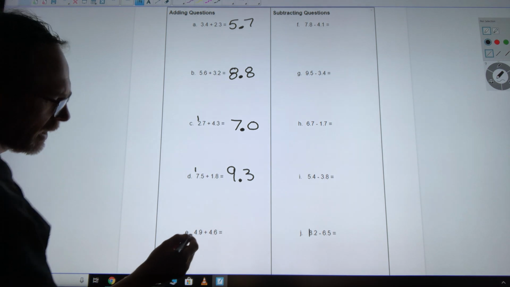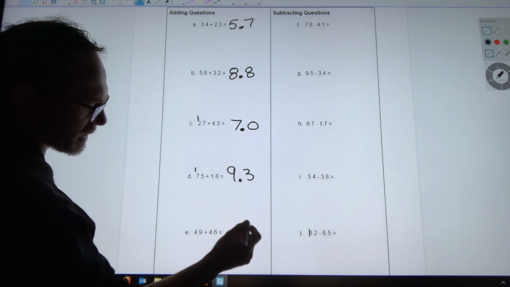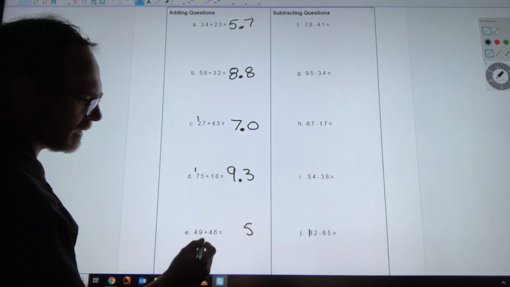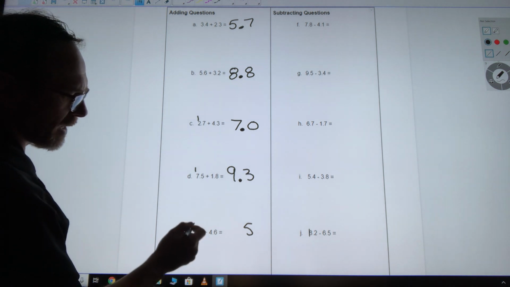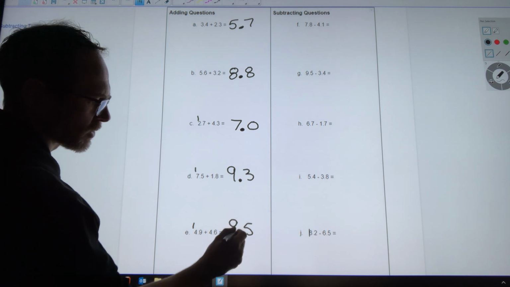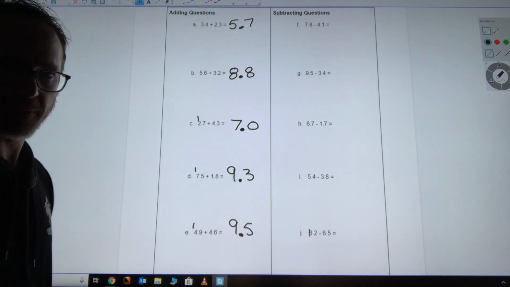And my last question says 9 plus 6 is 15 tenths, so I'll carry that 1 over to the ones place. 1 and 4 is 5, 5 plus 4 is 9, so my answer is 9.5.